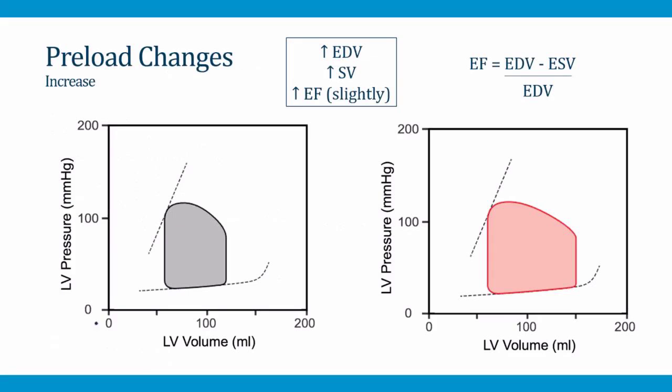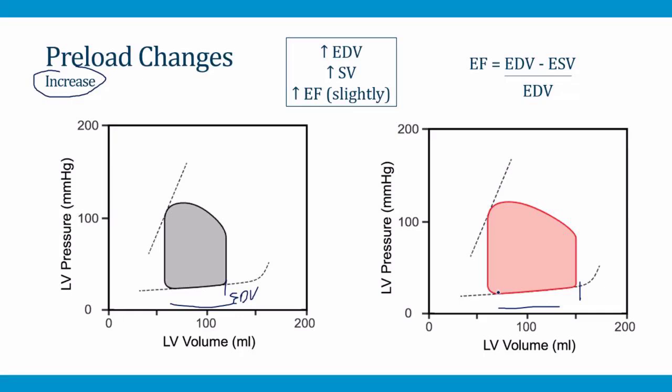So shown on this slide is a representation of what happens to the pressure volume loop when you increase preload. On the left is the baseline pressure volume loop, and on the right is the pressure volume loop after we've raised the preload. The first thing you can see is that this point right here, which I told you before represents the end diastolic volume, is higher on the x-axis in the curve on the right. And that's because we've added more preload.